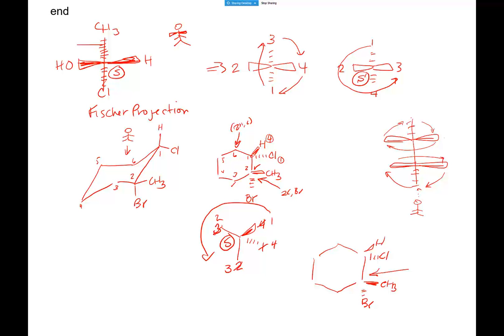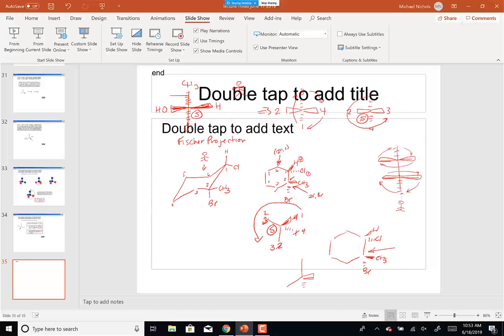So looking at that, again, if I pull it out, what group is number one in this carbon? Bromine. 2. Left, right, up. 3. 4. Right. So there's my initial numbers.